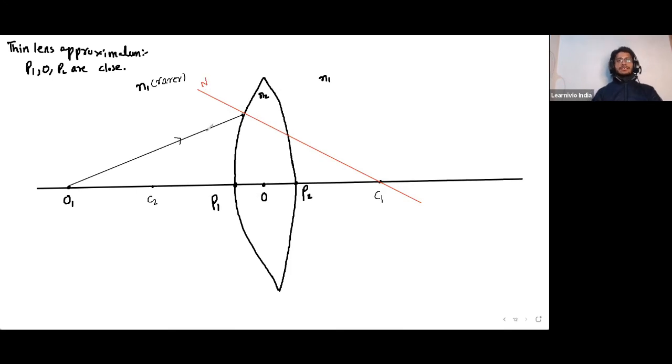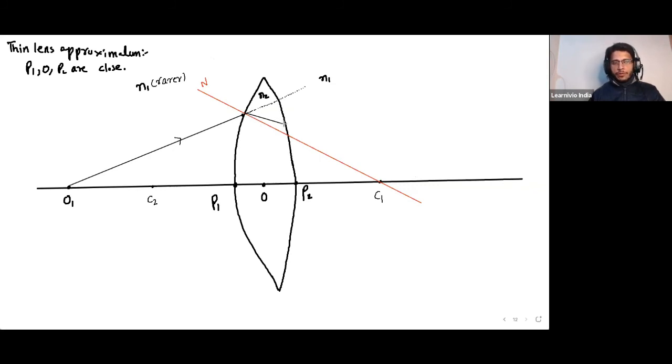Now see, rays are traveling from rarer to denser medium. If there would be no refraction, then the ray would have traveled in the straight line direction like this. But since it's moving from rarer to denser, it will bend towards the normal.